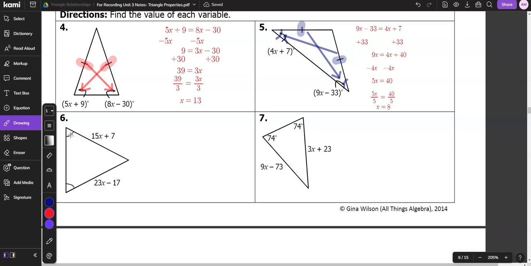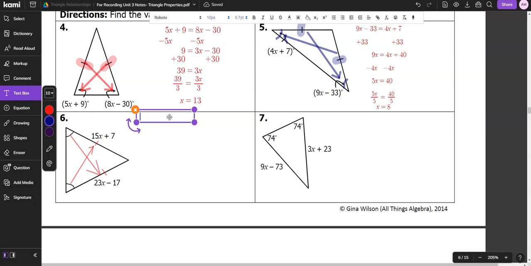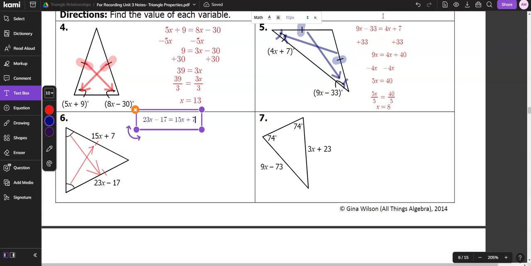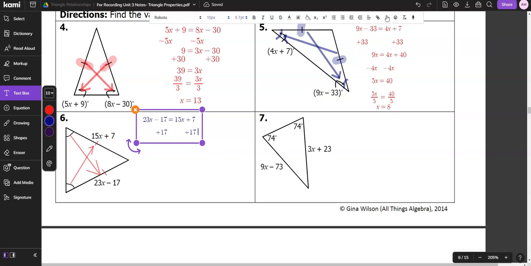So for number 6, they give us that these angles are congruent. So what that indicates again is that the sides opposite the angles are also congruent, which means I can set these expressions equal to each other and solve for x that way. So I'm going to say 23x minus 17 is equal to 15x plus 7. I'm going to go ahead and add the 17 to both sides. And yours does not have to line up perfectly. This is just something that I prefer.